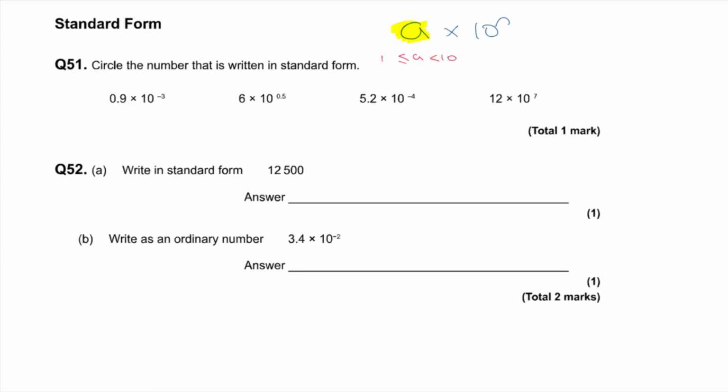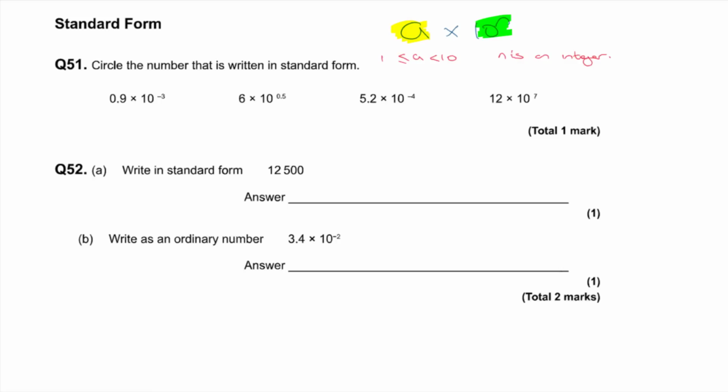On the other end, that part's called the mantissa. This part is called the exponent, and that value of n needs to be an integer. n is an integer. Has to be a positive or negative whole number. Okay. Those are the rules for standard form.